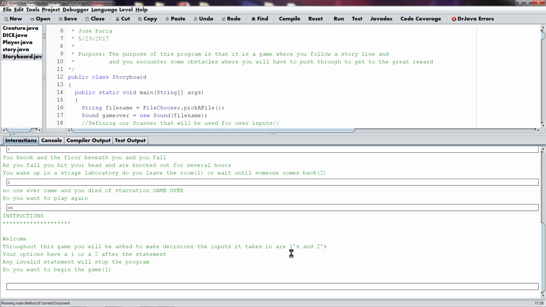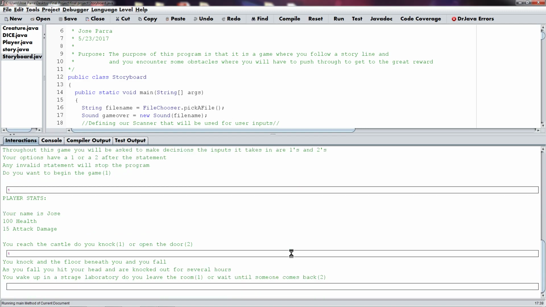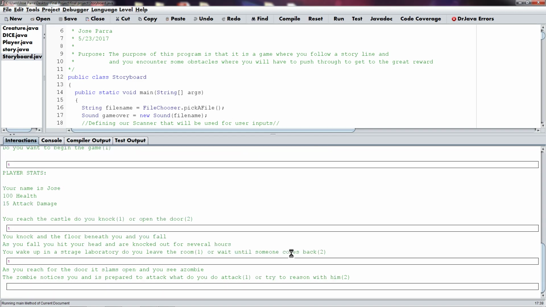So if we say again, do you want to play the game, 1 for yes. Do we knock? Let's knock. We fall. Instead of staying in the room, which we know we're going to die, we are going to leave the room. As we reach for the door, it slams open and we see a zombie. The zombie notices you and is prepared to attack. Do you attack or try to reason with him? Let's say that we are going to attack.